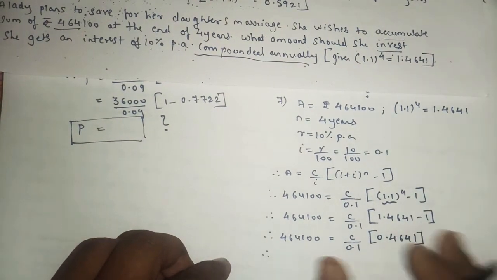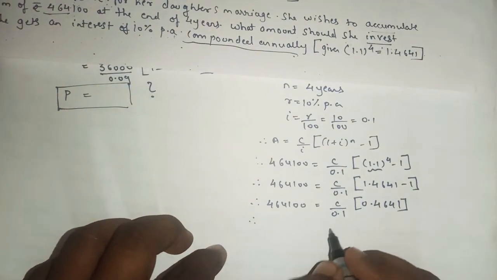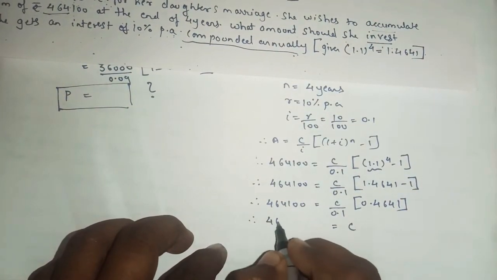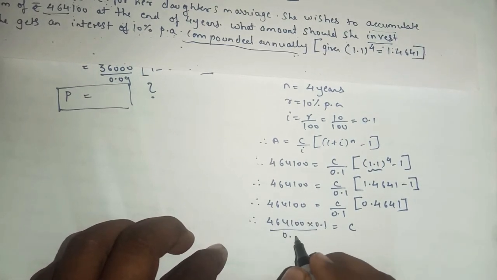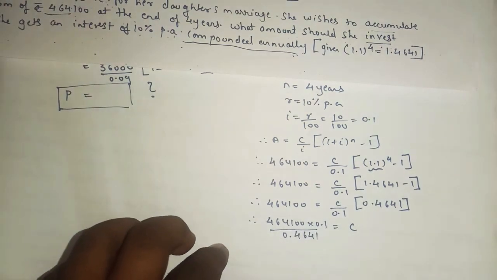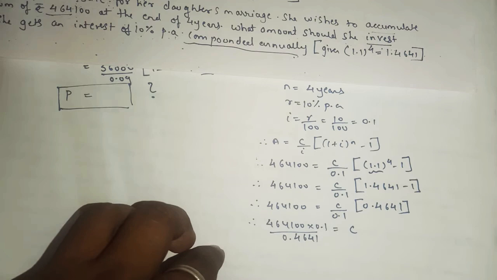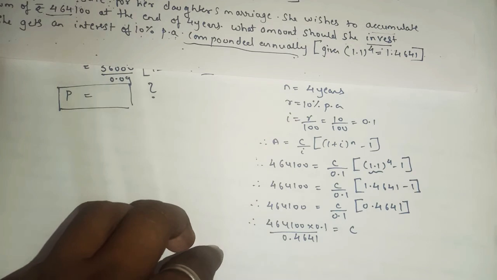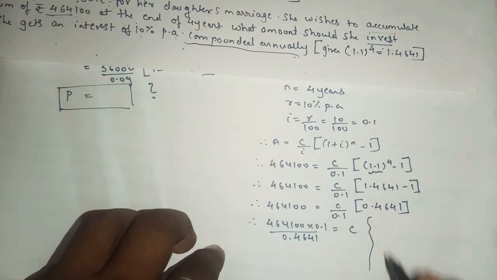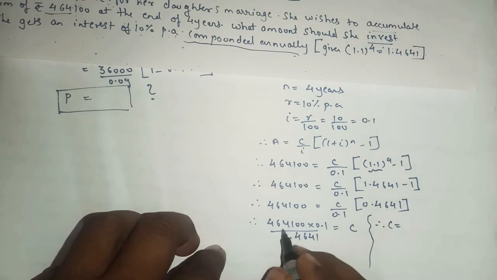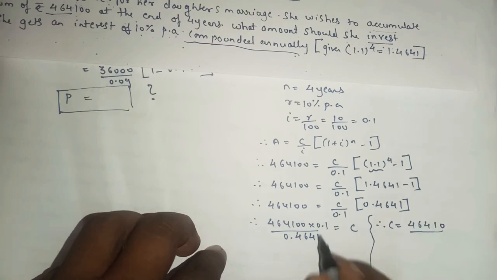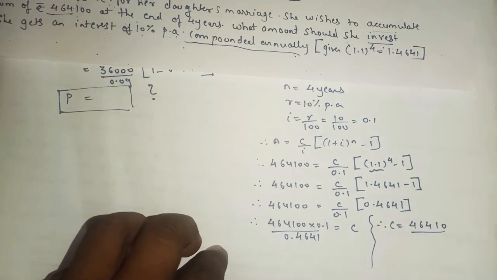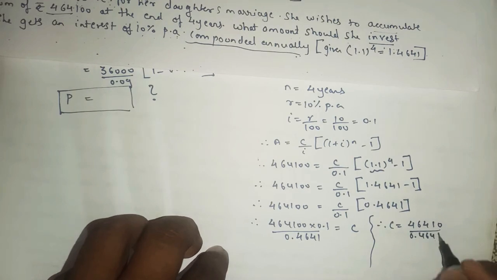As here we have to find C, we'll keep C here and shift all the numbers to the left hand side, so this value will come down, 0.4641. Got the point, understood? So after this, C equals, as you multiply these two numbers, you will get 46410, because we are multiplying it with 0.1, and here we have 0.4641.